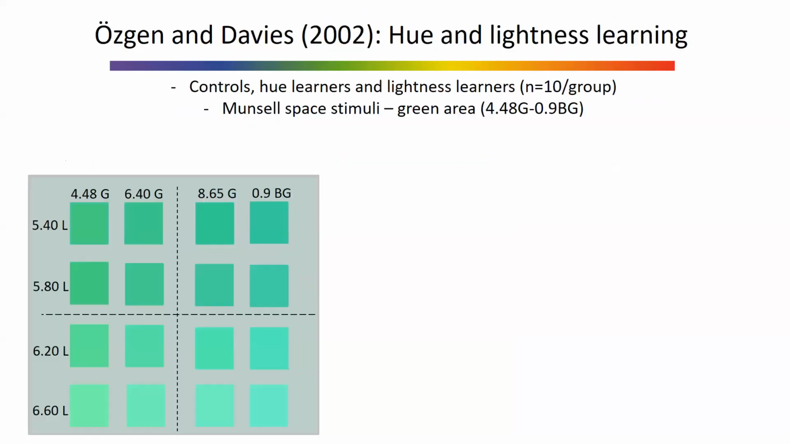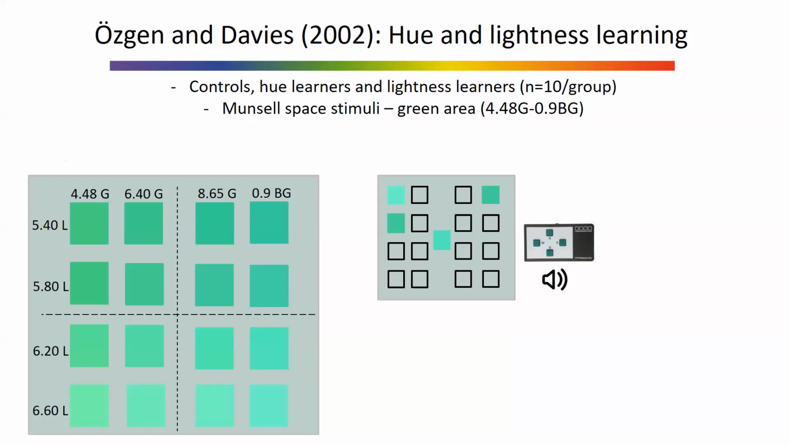So in the study of Özgen and Davies, they had 10 participants per group, and you can see their stimuli were taken from the Munsell space. Then they had the two sequences of learning. The hue learners were taught the hue boundary and the lightness learners were taught the lightness boundary. The first phase of learning was context dependent. You would see a color sample in the middle, and then you had to decide whether to send it left or right. And then for each subsequent sample, you decide whether to send it left or right.